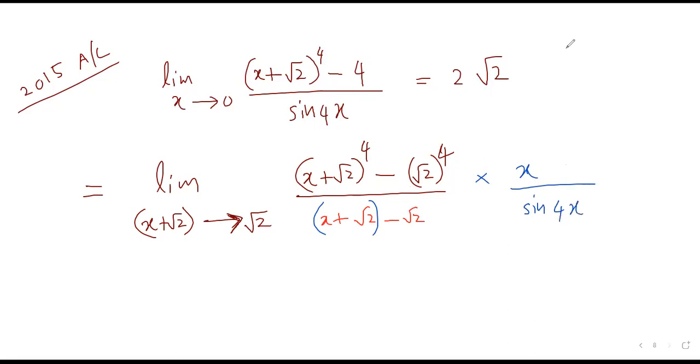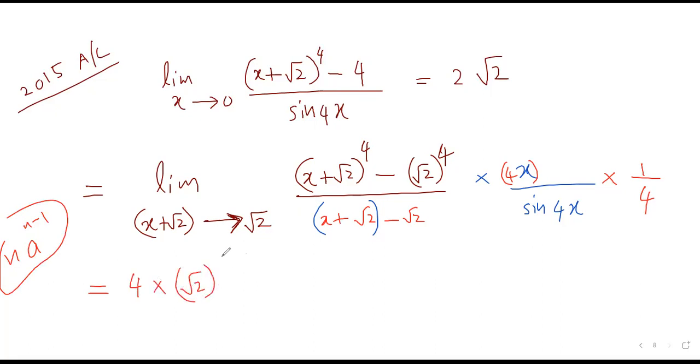Then again you have to multiply by 4. Here 1 over 4. Then this is n minus 1. You know, n minus 1, right? n is 4, and the number is root 2. n minus 1, 4 minus 1, it is 3.